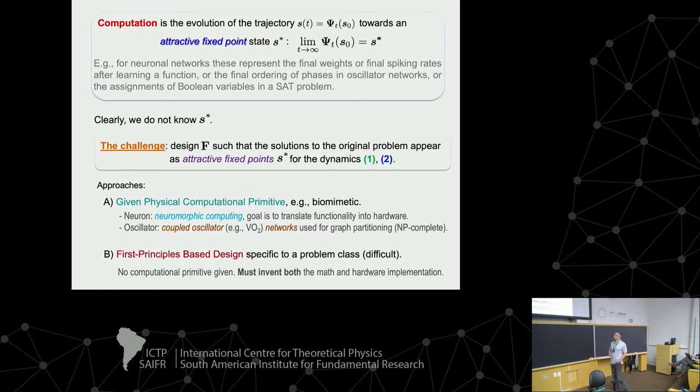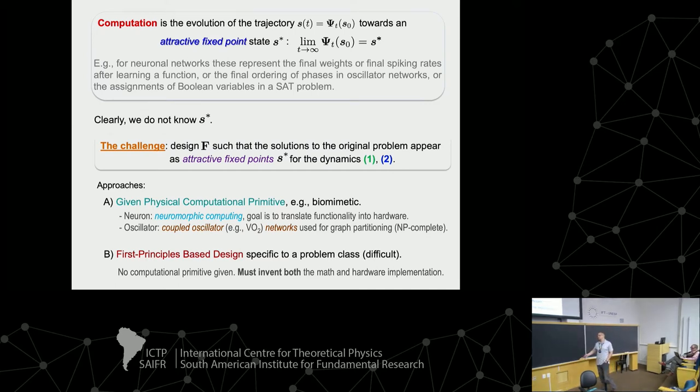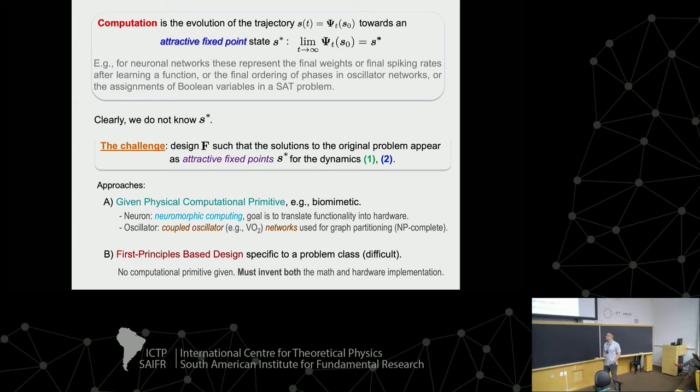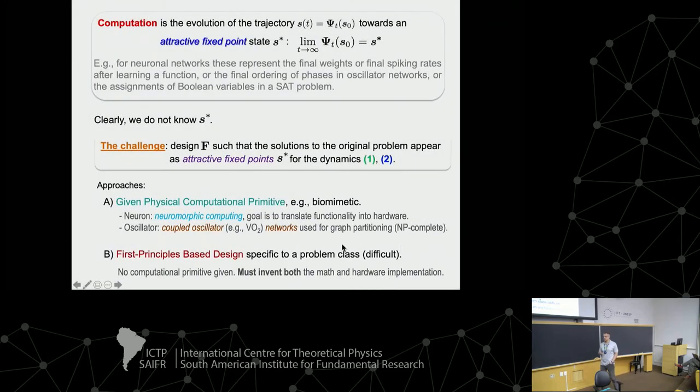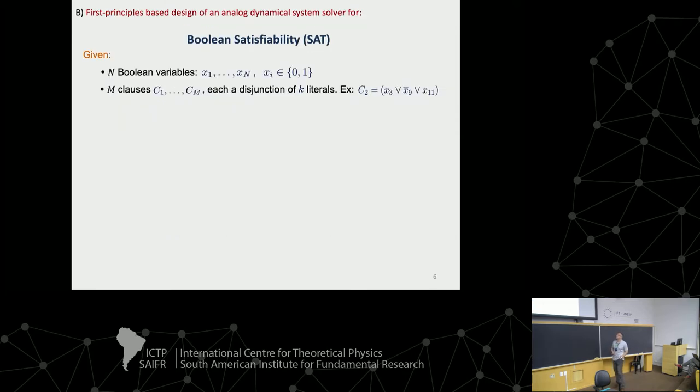So there are two approaches people take. One is you're given a physical computation primitive, such as a neuron, and then the problem is figuring out the network of connections between the neurons such that all these conditions are satisfied. Your computation converges to some steady state, or coupled oscillators. Or you could do first principles-based design, when you have to come up with both the math and the hardware implementation at the same time. So that's what I'm going to talk about, both the math and the hardware implementation.